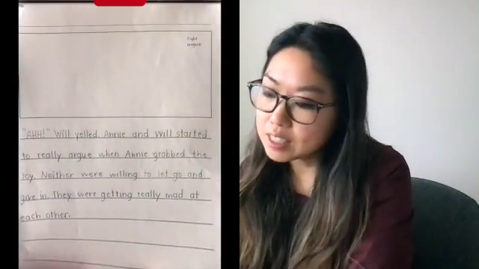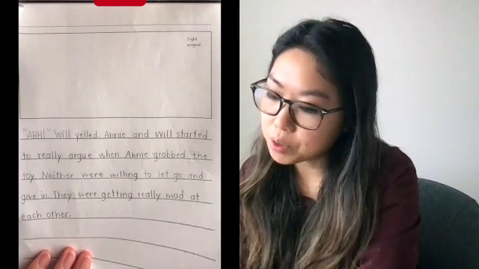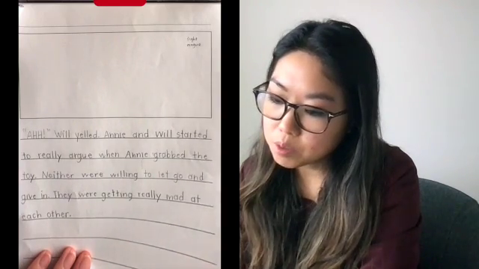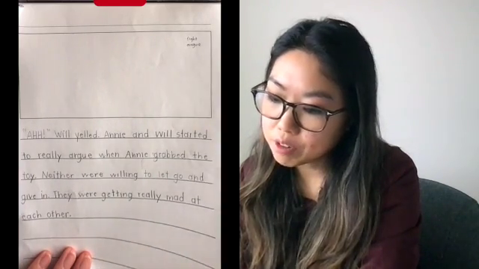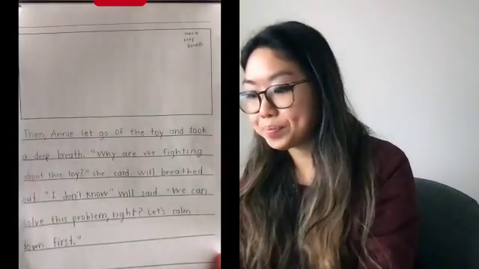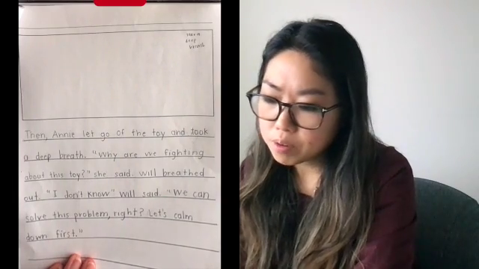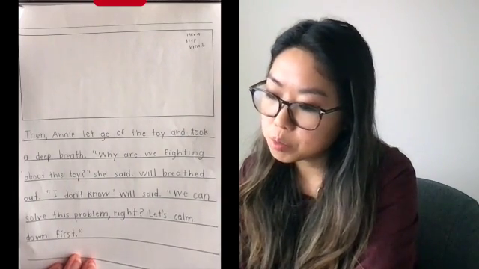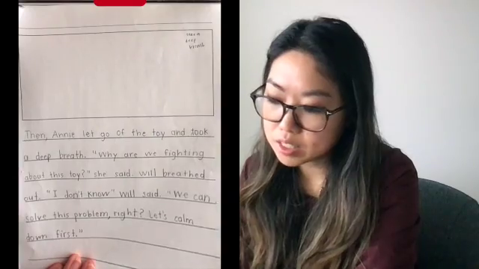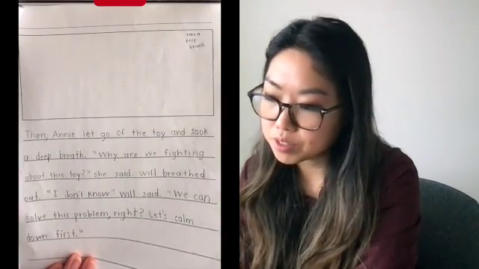"Ah!" Will yelled. Annie and Will started to really argue when Annie grabbed the toy. Neither were willing to let go and give in. They were getting really mad at each other. Then Annie let go of the toy and took a deep breath. "Why are we fighting about this toy?" she said. Will breathed out. "I don't know," Will said. "We can solve this problem, right? Let's calm down first."